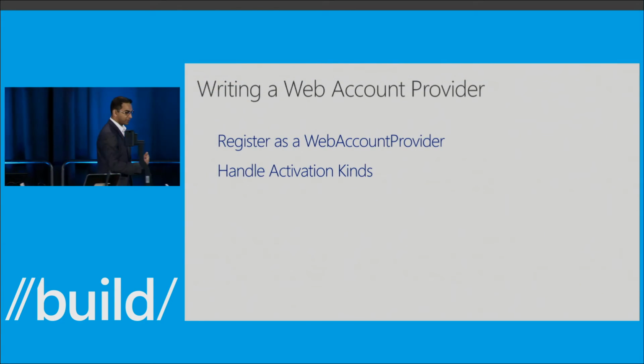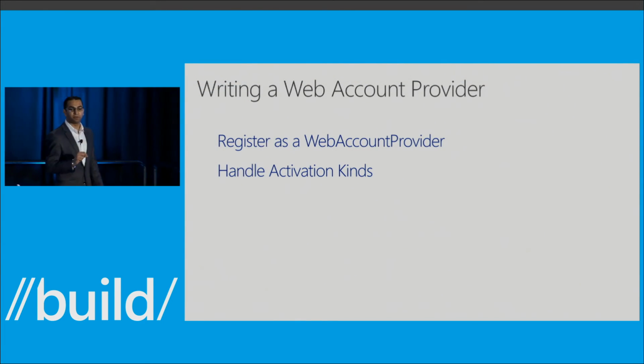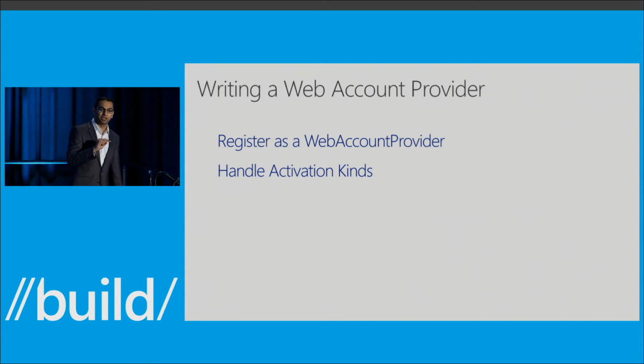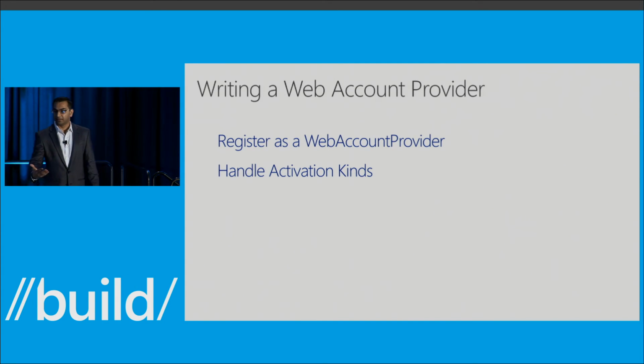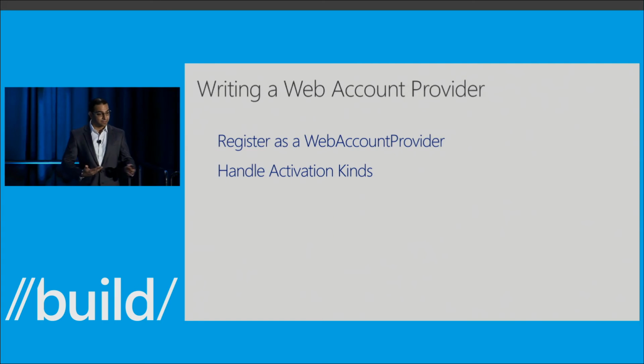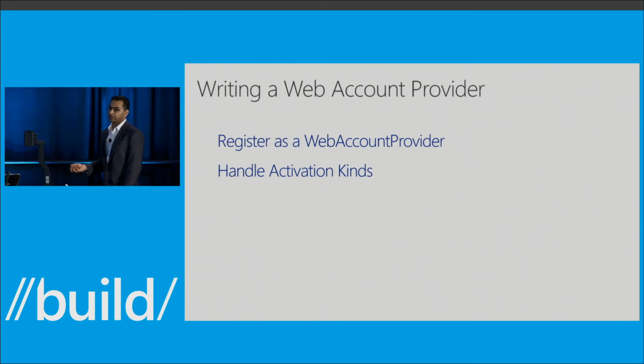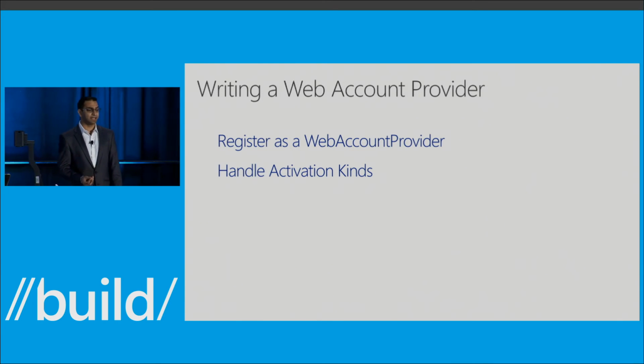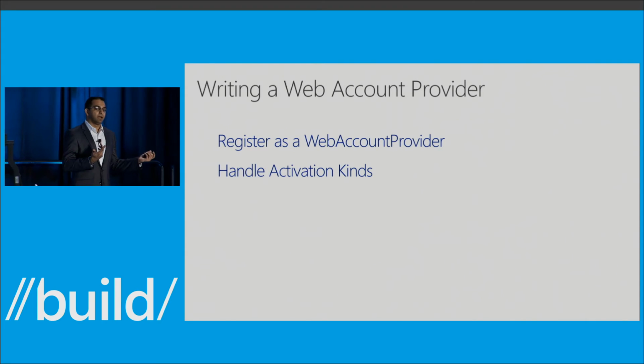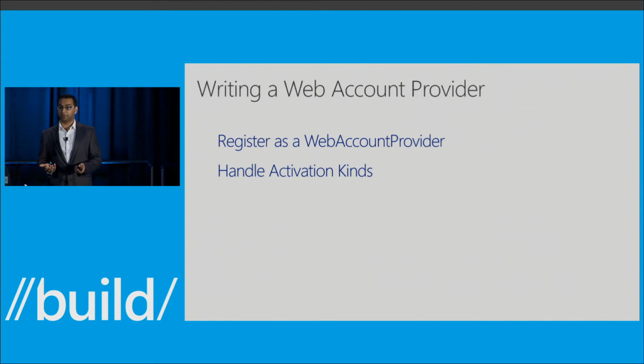So if a user goes into PC settings, clicks on your particular account, and clicks on manage, we're going to activate the web account provider and say, hey, the user just clicked on manage. What do you want to show? And then there's the second class of activation kinds, which are primarily silent in the background. Get token silently async is a great example of it, where we activate you in the background and you're supposed to do your processing where you won't come to the foreground.